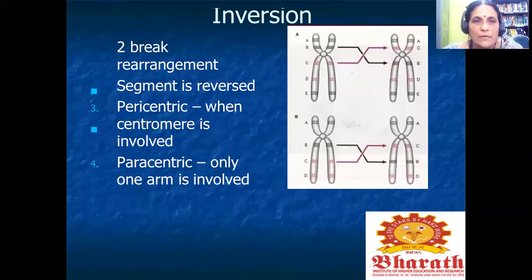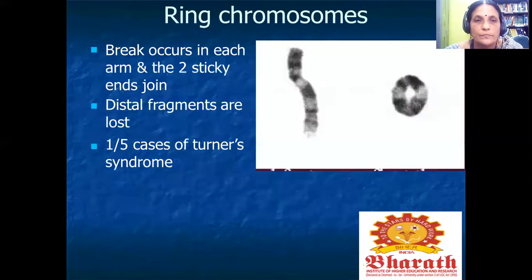The next type is inversion. There is a two-break rearrangement and the segment is reversed. It is pericentric when the centromere is involved, and paracentric when only one arm is involved.